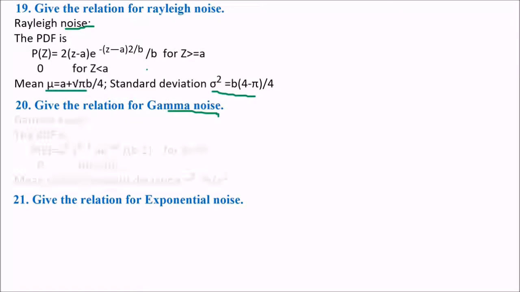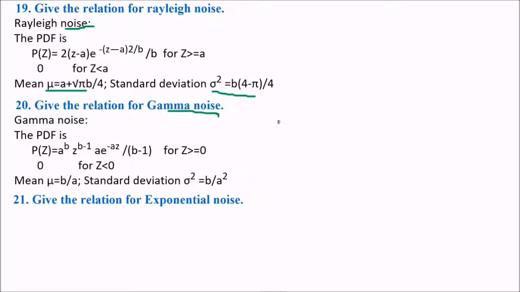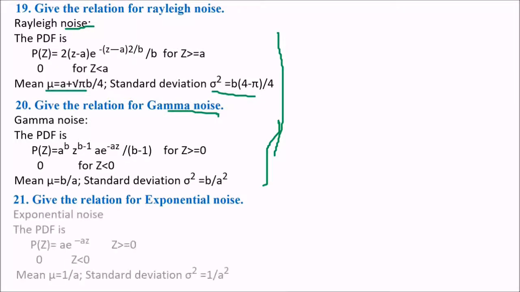Now coming to gamma noise, this is the gamma noise relationship. Your book will tell more about this. This is just for showing you that the noise distribution is like that. You can confirm it through your book. Exponential noise is like this: a e to the power minus az, where the mean and standard deviation will be given in a certain other way.